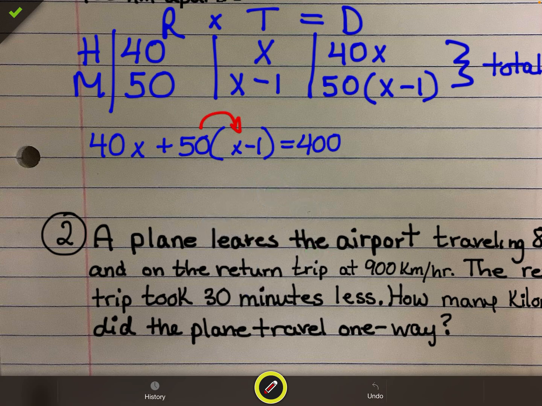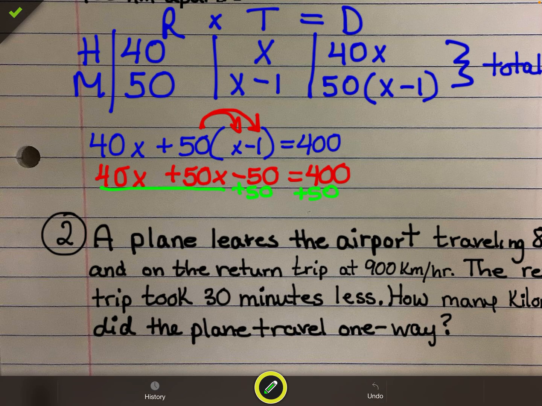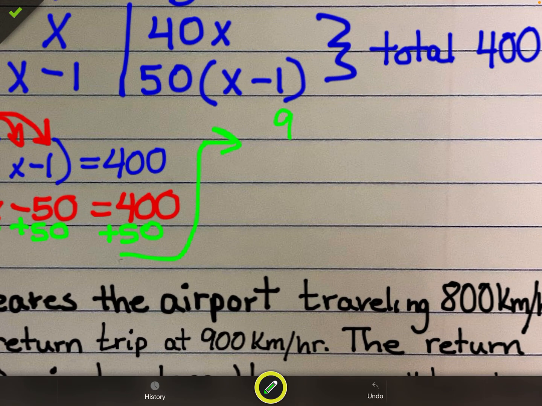Now to solve my equation, I'm going to start by distributing the 50 through. If you want, solve this equation on your own by pausing the video and then resume it when you're ready to check your work. So once I distribute my 50 through the parentheses, I have 50x minus 50 equals 400. I'm going to combine like terms and add the 50 over to the other side. When I do that, I would have 90x equals 450.